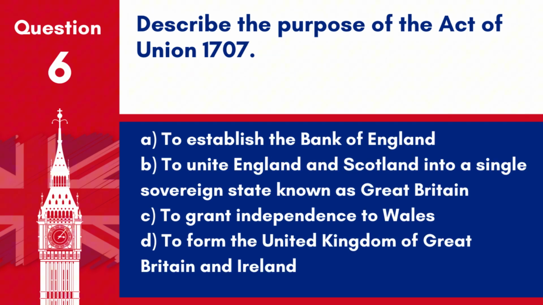Question 6. Describe the purpose of the Act of Union 1707. A. To establish the Bank of England. B. To unite England and Scotland into a single sovereign state known as Great Britain. C. To grant independence to Wales. D. To form the United Kingdom of Great Britain and Ireland.